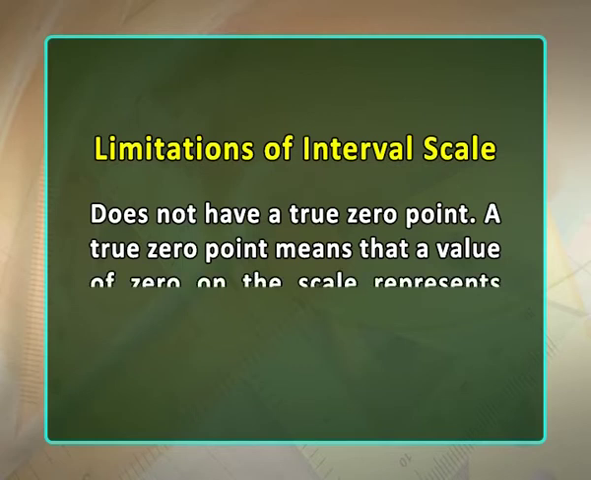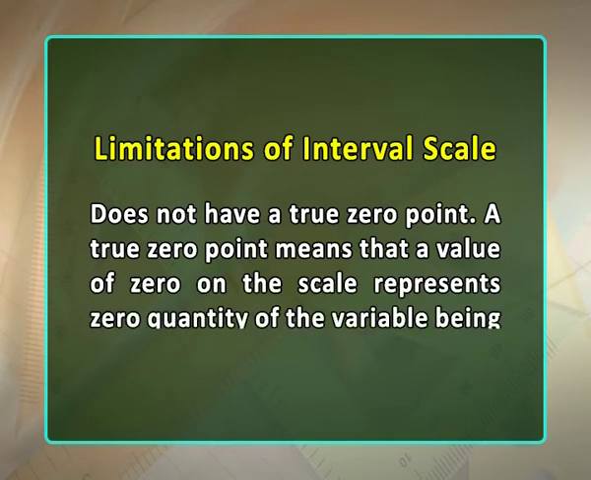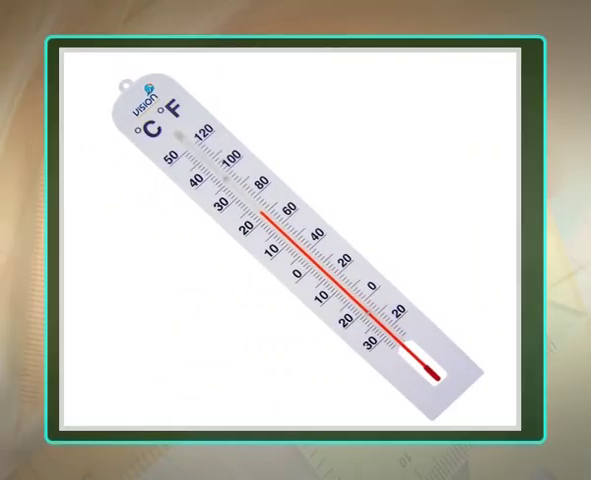A true 0 point means that a value of 0 on the scale represents 0 quantity of the variable being assessed. It should be obvious that the Fahrenheit scale does not have a true 0 point. When the thermometer reads 0 degrees Fahrenheit, that does not mean that there is absolutely no heat present in the environment. The central shortcoming of an interval scale is its lack of an absolute 0 point, a location where the user can say that there is a complete absence of the variable being measured.